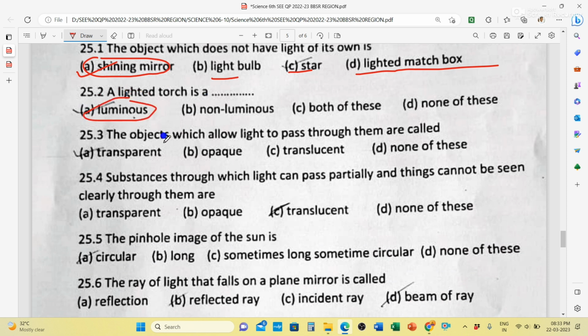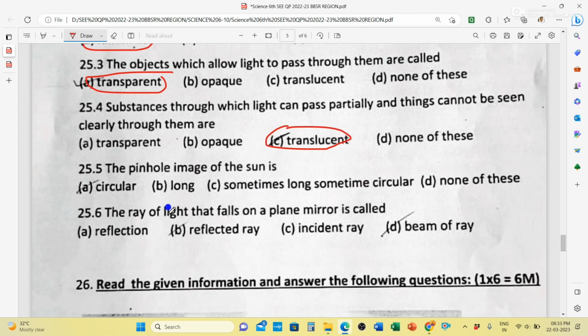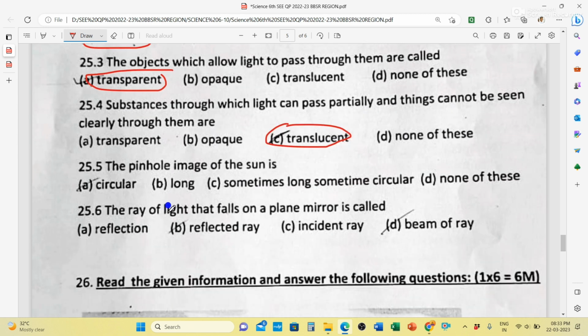The objects which allow light to pass through them are called transparent. Substances through which light can pass partially, and things cannot be seen clearly through them, are called translucent. The pinhole image of the sun is circular. The ray of light that falls on a plane mirror is called the incident ray. You know incident ray and reflected ray.